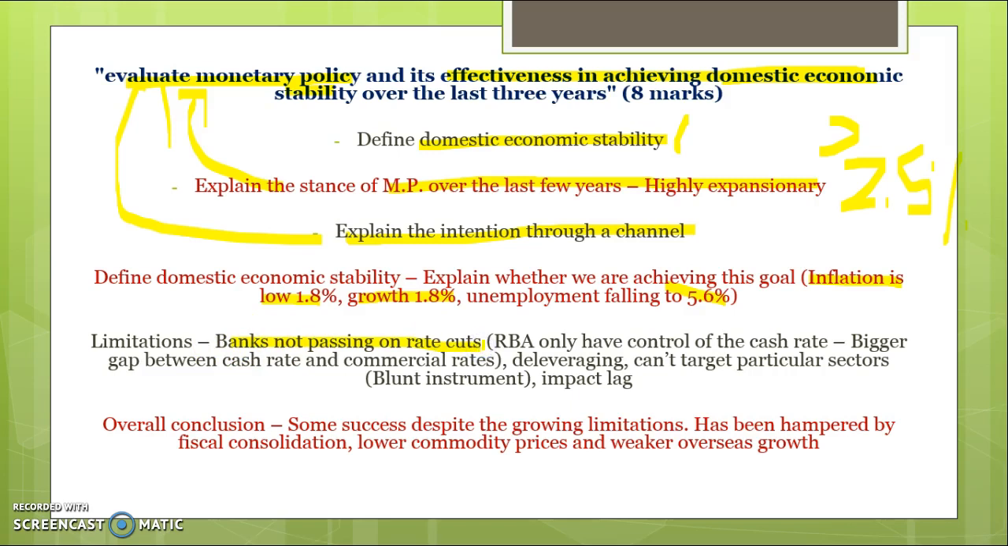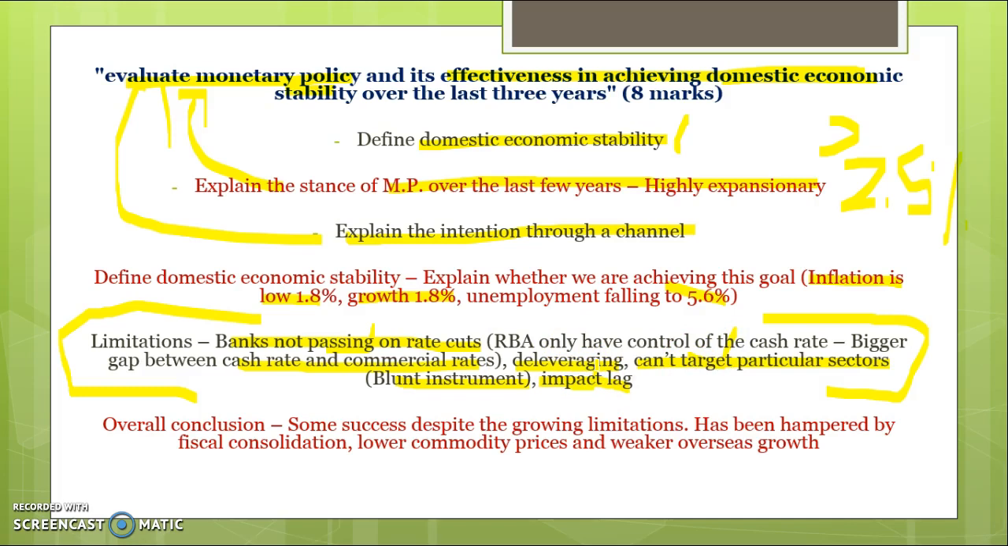Some of the reasons for the limitations might be the banks not passing on the rate cuts. We'll talk about how the RBA only has control of the cash rate. There's now a bigger gap between the cash rate and commercial interest rates. People are deleveraging because of high levels of debt, as well as the fact that potentially they can't target particular sectors of the economy, and also the large impact lag. So you need to really refer to the weaknesses or limitations of monetary policy to answer this question in terms of evaluating how effective it's been. It's been less effective because of each of these reasons: banks not passing on the rate cuts, more deleveraging, the inability to target particular sectors, and the long impact lag.